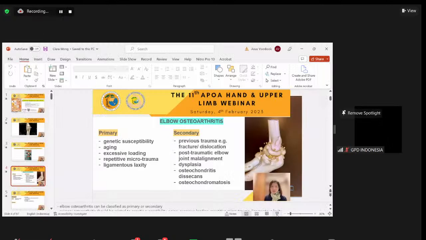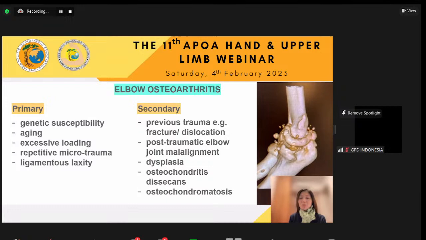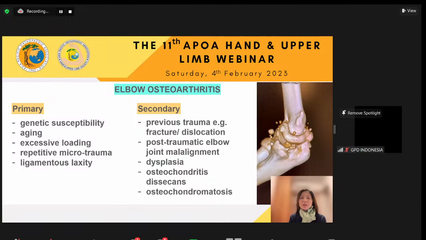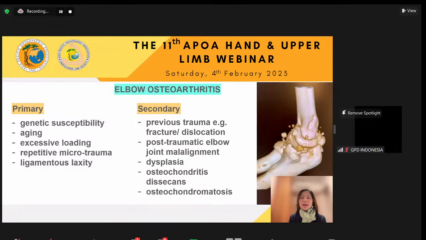Would like to know more about elbow arthritis. Elbow arthritis can be classified as primary or secondary. Primary arthritis should be related to genetic susceptibility, aging, excessive loading, repeated microtrauma, and ligamentous laxity. Secondary osteoarthritis could be related to previous traumatic events such as fracture or dislocation, post-traumatic elbow joint malalignment, dysplasia, osteochondritis dissecans.